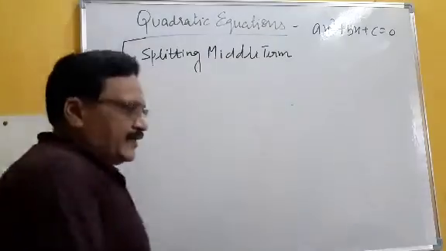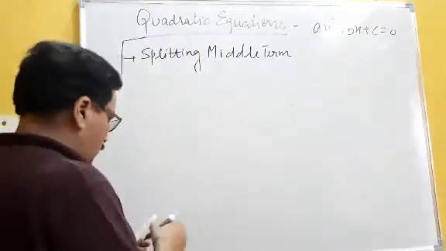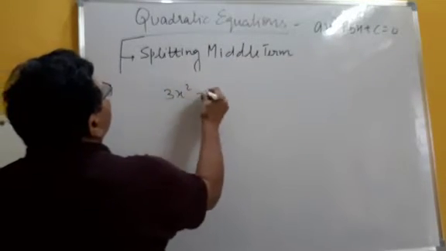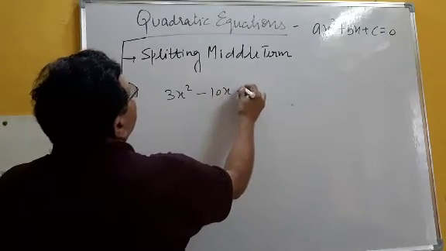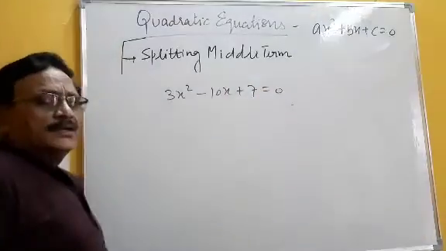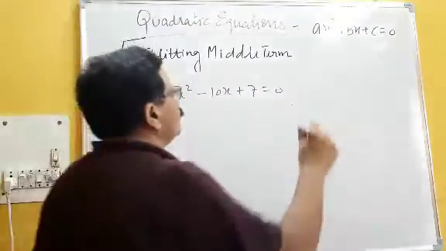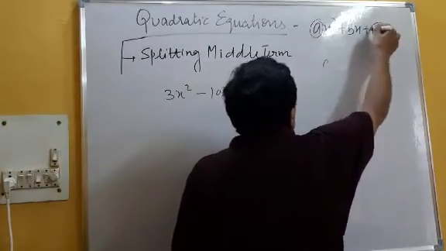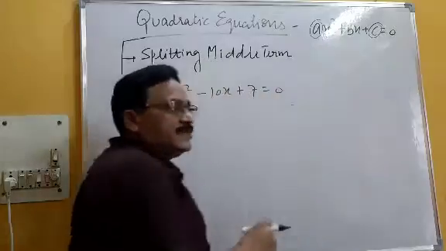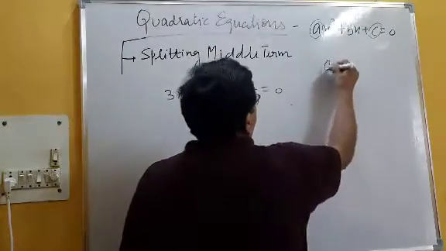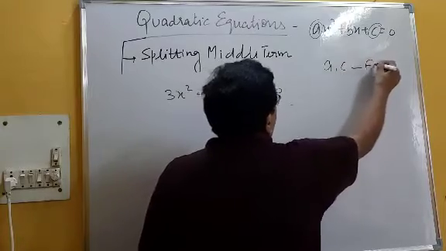So we are taking an example. I take, for example, 3x square plus 10x plus 7 equal to 0. So I will just revise how to split the middle term. If any quadratic equation is given in the form of ax square plus bx plus c, first we factorize a and c.